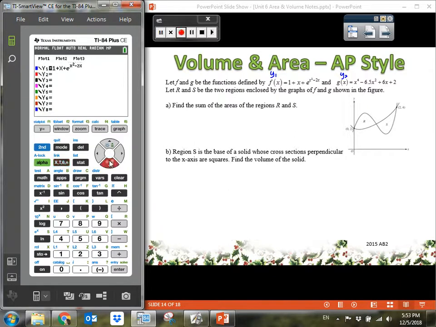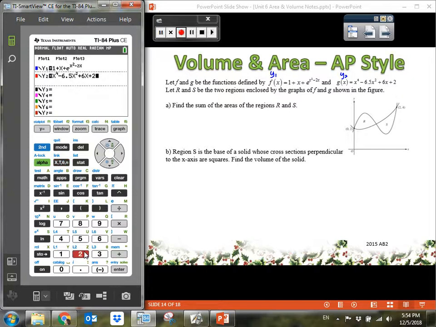Let's go and input g of x. So that's x to the fourth minus 6.5 x squared plus 6x and then plus 2.